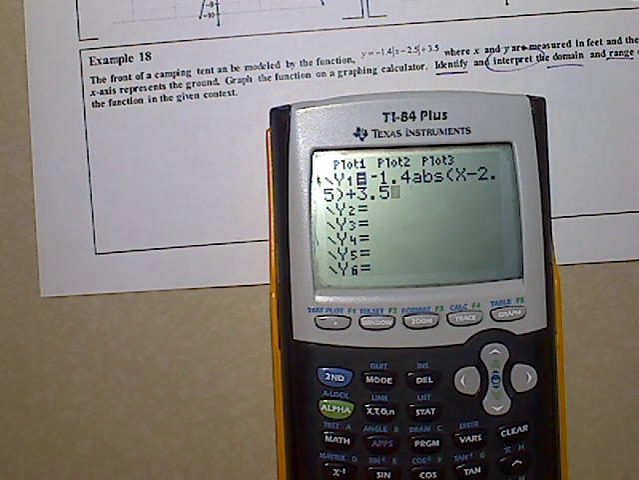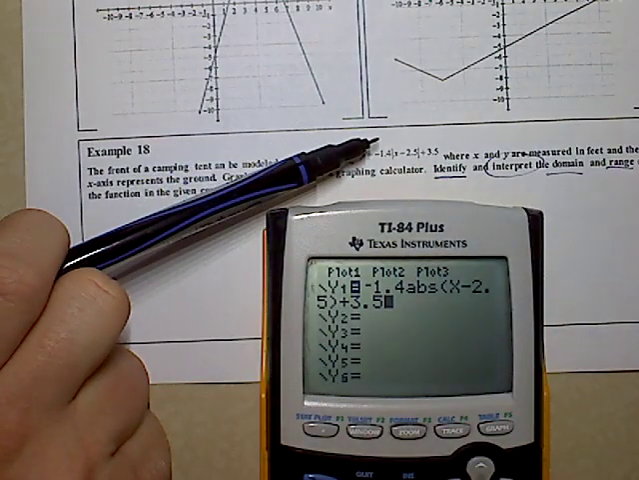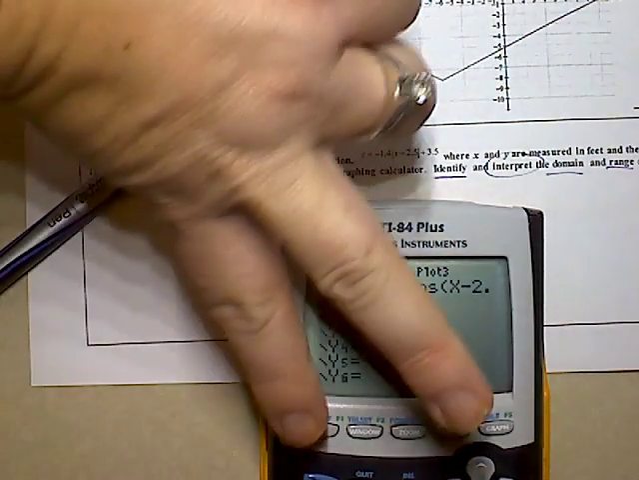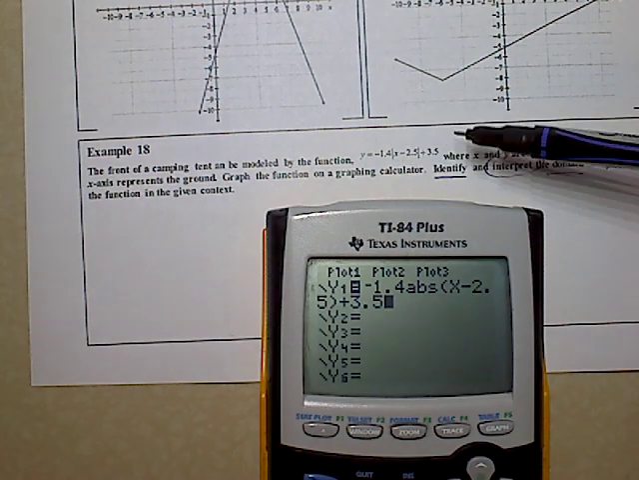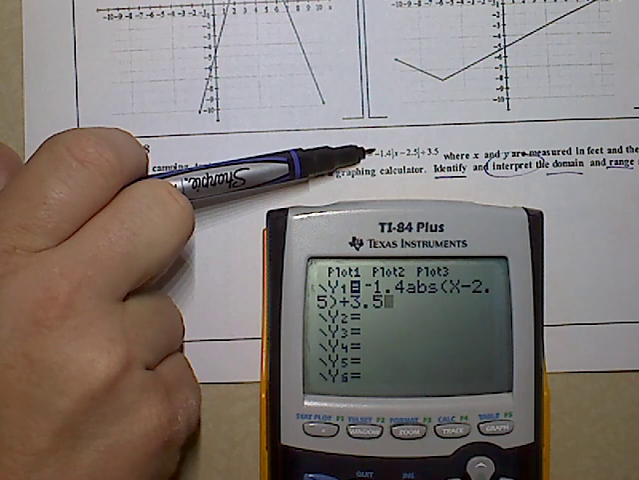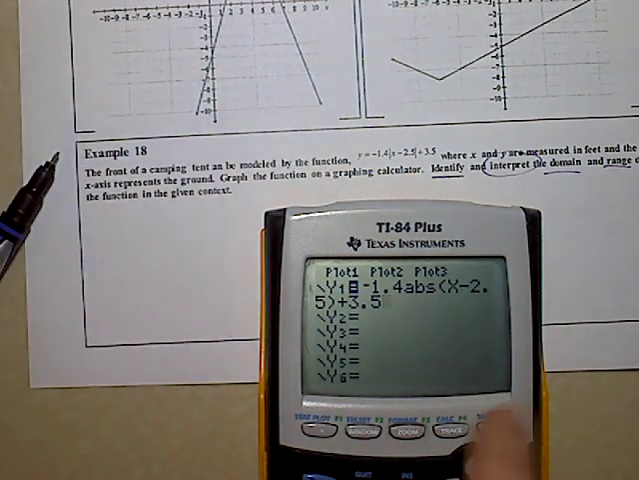Let's predict what this is going to look like. This is going to be an absolute value function. That means we're going to have a v going up or a v going down. Turn to your partner. Will this absolute value be going up or down? Tell your partner, what is it? The answer is down. Now who can tell you why it's actually opening down? Because it's a negative number in front of the absolute value. Okay, hit graph.